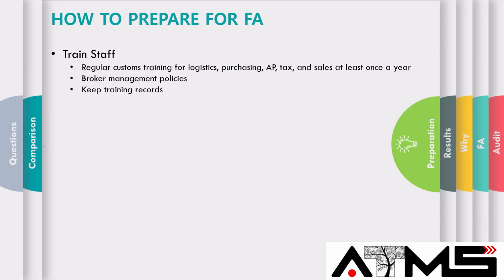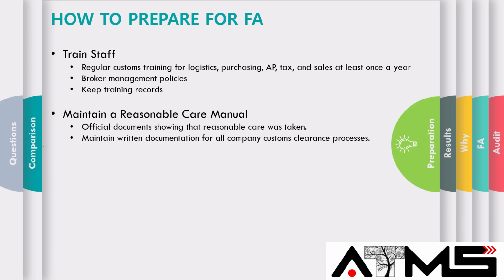Third is employee training, which is very critical. Provide at least annual training for purchasing, logistics, accounting, tax, and sales teams. Include training on broker management. Document and retain all training records. Lastly, create a reasonable care manual. This official document demonstrates that the importer maintains reasonable customs compliance. Document all import procedures in writing.